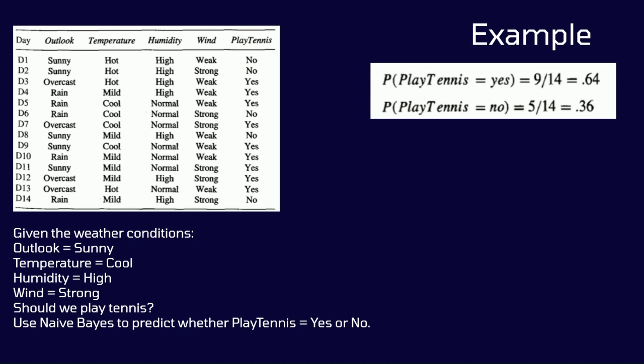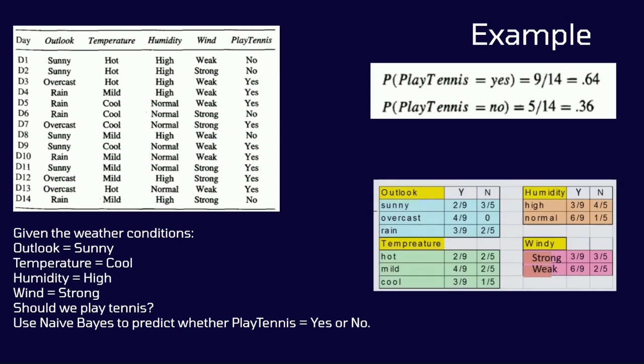First, we need to calculate the prior probability. Let's say we have 14 days of historical data. On 9 days, we played tennis. P(yes) = 9/14, which is equal to 0.64. And on 5 days, we didn't play. That is P(play tennis = no) = 5/14, which is equal to 0.36. Next, we need to calculate the likelihood probabilities. We'll look at how common each feature is given that we played or didn't play. And the table goes like the below.